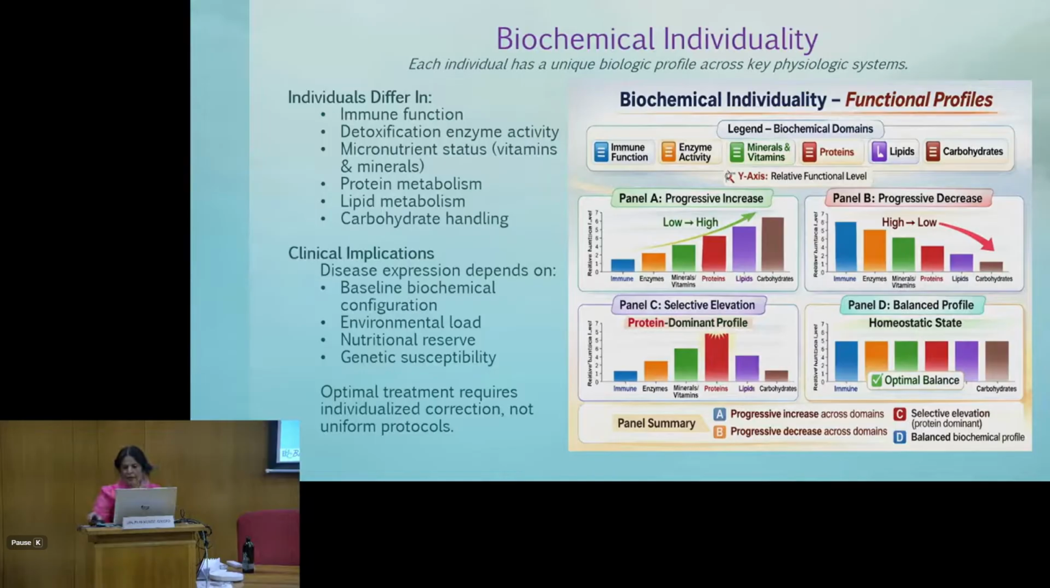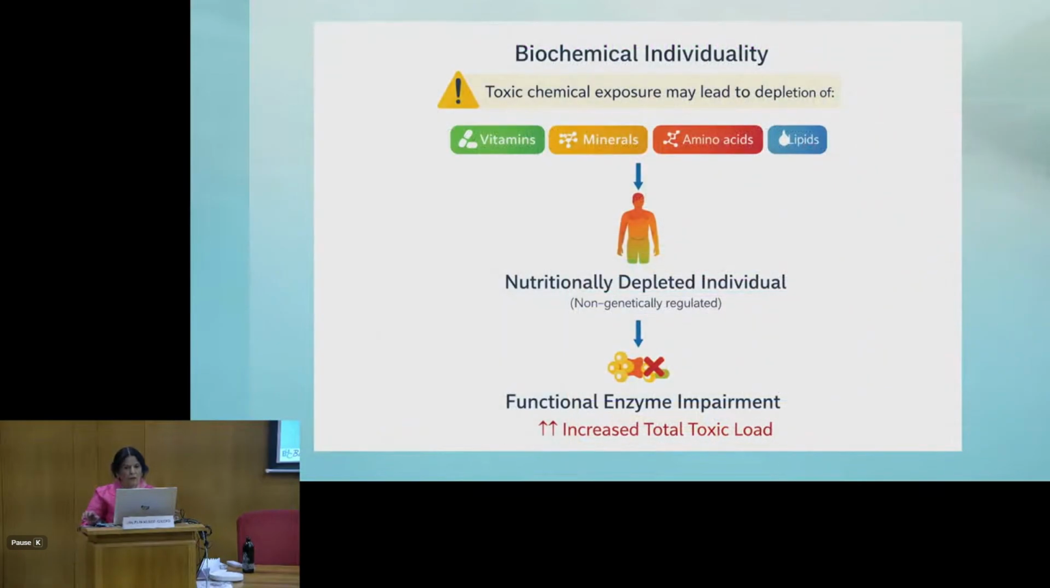When we are saying that in the same room 10 people are there, why do 2 people end up getting the problem and 8 are okay? Because their ability to handle this total body burden is reduced. So when there is an excessive amount of chemical exposure, there may be a depletion of vitamins, minerals, amino acids, and lipids. And an individual becomes the depleted individual.